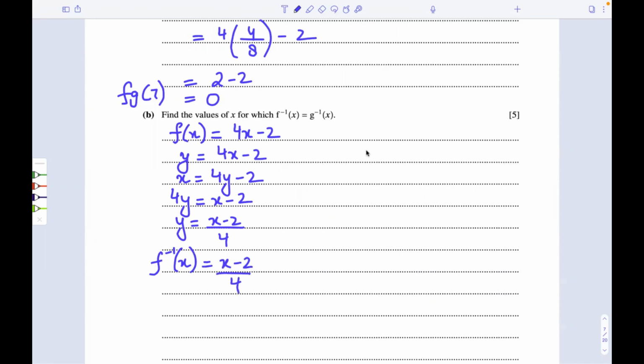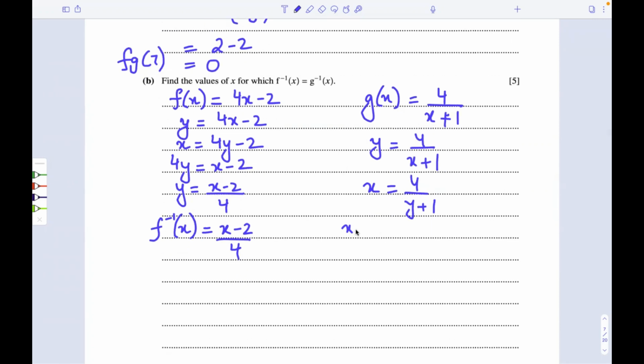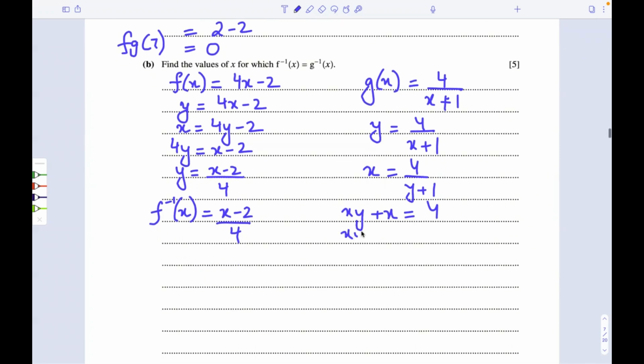For g inverse of x, we'll follow the same steps. So g inverse of x is 4 upon x plus 1. Writing y in place of g of x is the first step, and then interchanging the values of x and y, we get x is equal to 4 upon y plus 1. Cross multiplying, we have xy plus x is equal to 4. So xy is equal to 4 minus x, and y is 4 minus x upon x. So finally, we can write g inverse of x is equal to 4 minus x upon x.